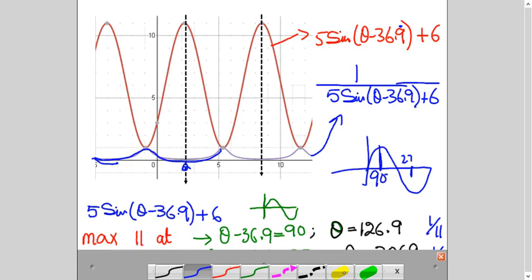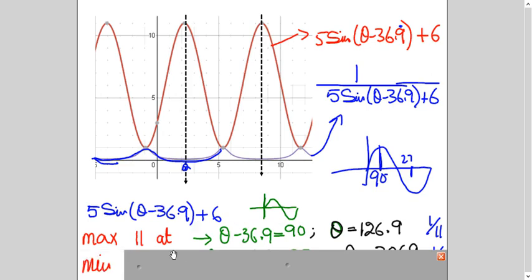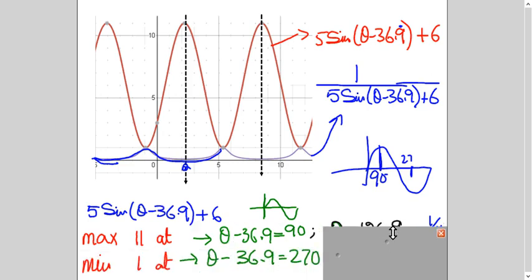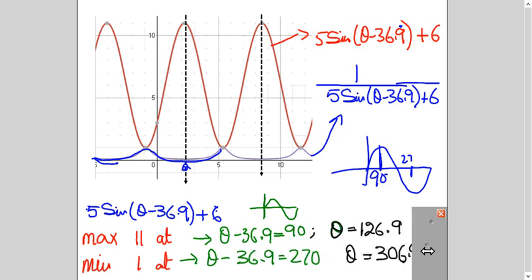So you got this. If you have to find out the minimum, you will say minimum is at 1. Just look at this red graph. The minimum is at 1. 6 minus 5 is 1. 6 plus 5 is 11. So theta minus 36.9 equals to 270 will give you the value of theta.